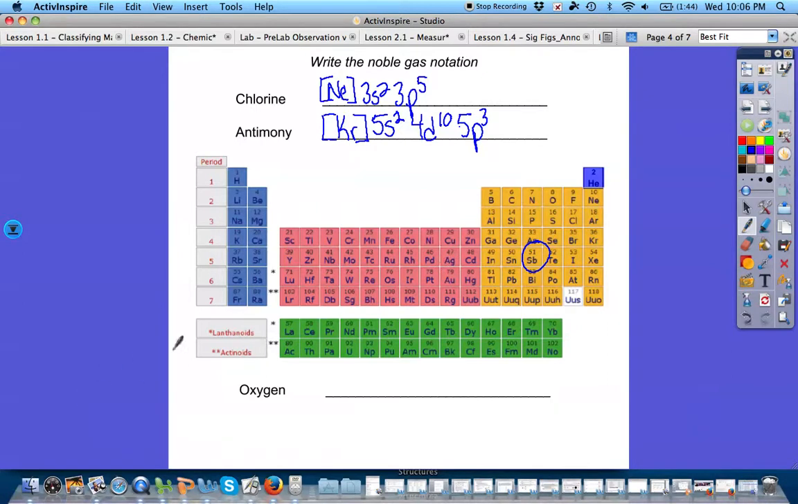For oxygen, why don't you pause the video and try to do oxygen on your own. Welcome back. To write the noble gas notation for oxygen, trace backwards. Our last noble gas is helium. Then we go down to the next row, which is 2s2.